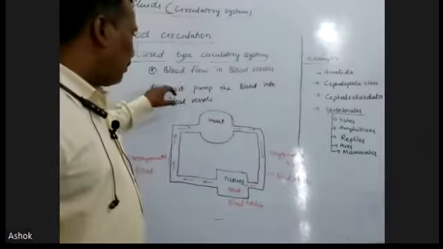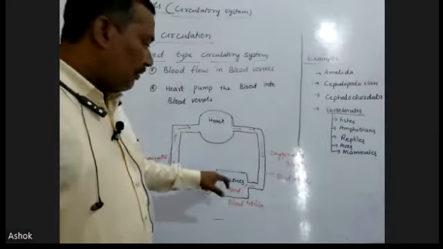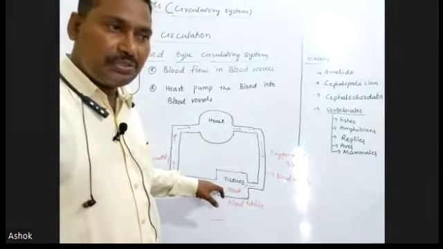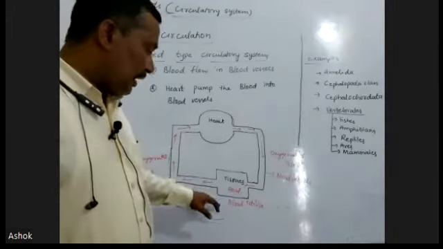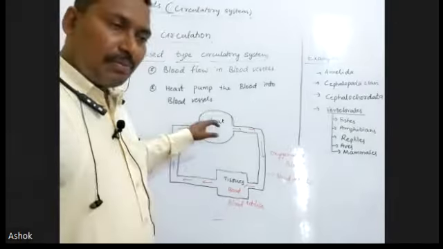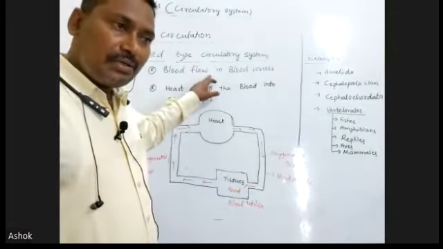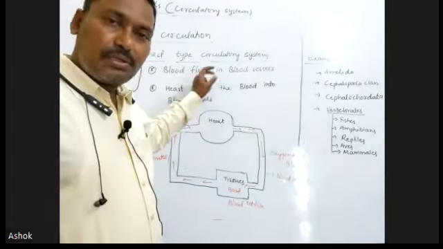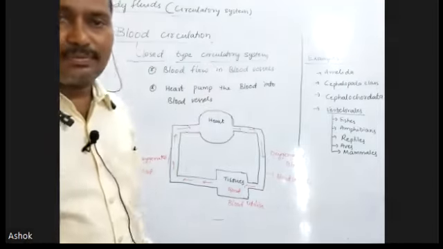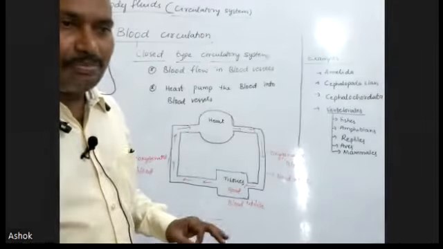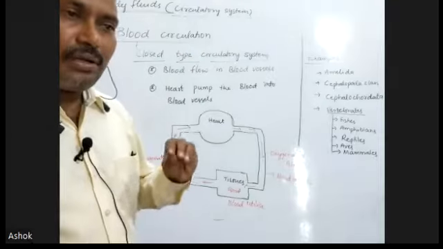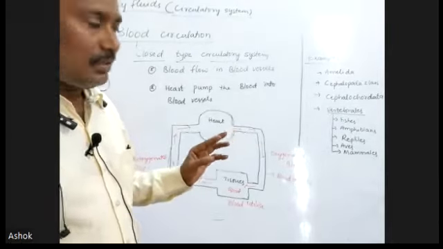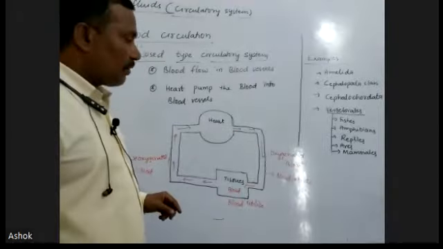The heart pumps the blood into the blood vessel. Through the blood vessel, the blood reaches the tissues, and from the tissues, again it reaches the heart. From the heart, the blood reaches the lungs, through the blood vessels only. In the closed type, the blood flows in blood vessels only. This is about the closed type circulatory system.